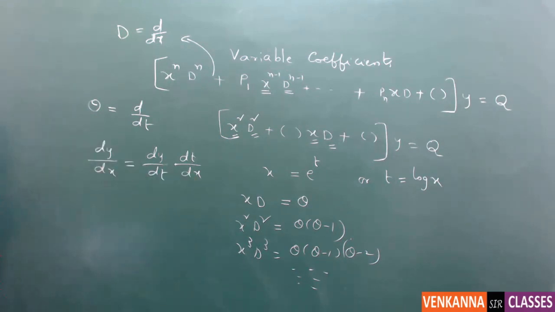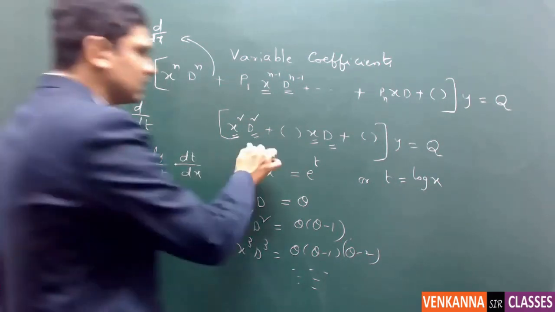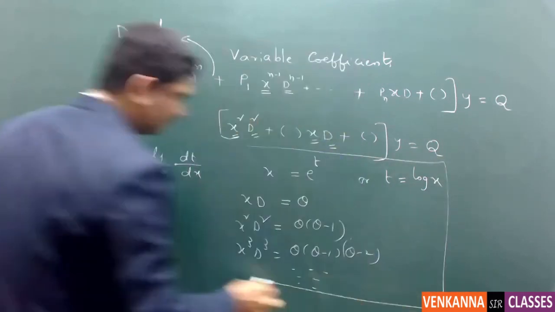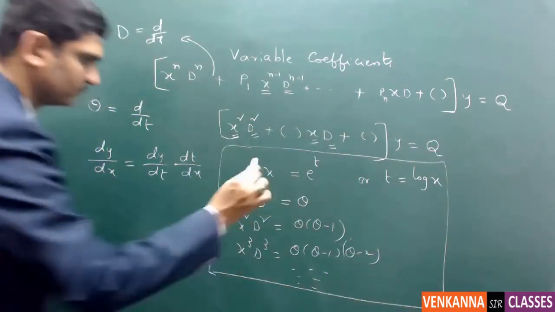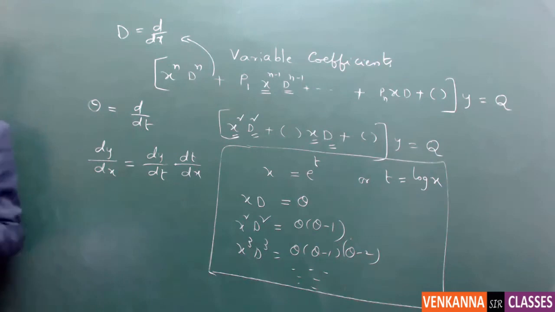However, in the exam, we just mention these things only. Substitute x equal to e^t, or t is equal to log x, then xD is equal to theta, x^2 D^2 equal to theta into (theta minus 1), and so on, where theta is nothing but d/dt. Apart from theta, you can use another symbol also. That's up to your choice. Okay? Are you getting the idea?